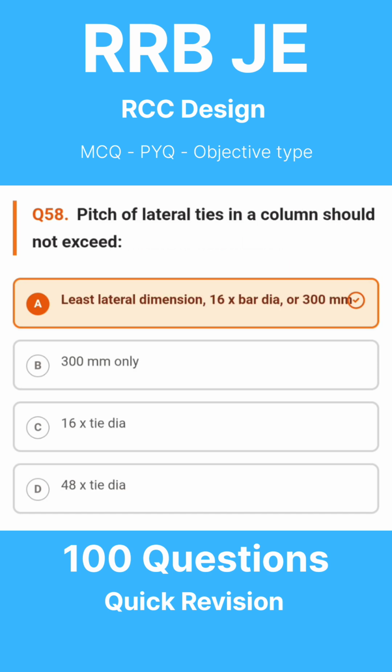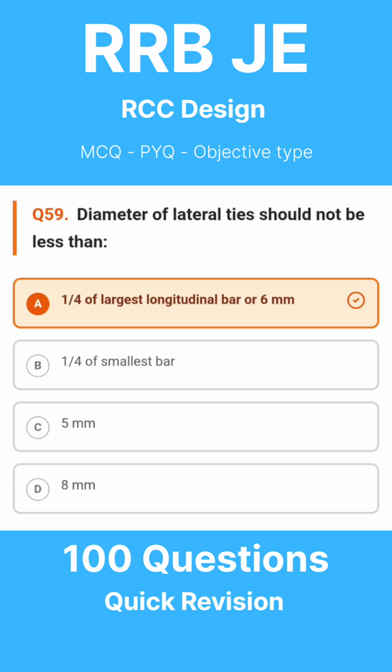Question 58. Pitch of lateral ties in a column should not exceed. The correct answer is least lateral dimension, 16 times bar dia, or 300 millimeters. Question 59. Diameter of lateral ties should not be less than. The correct answer is 1 divided by 4 of largest longitudinal bar, or 6 millimeters.